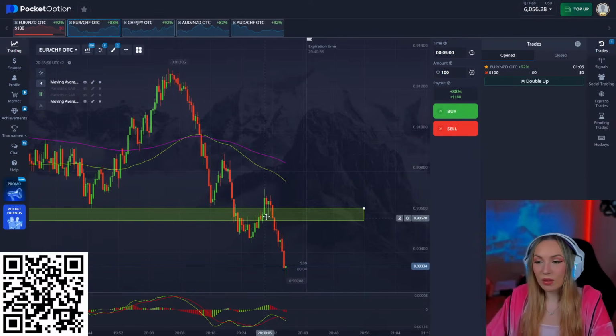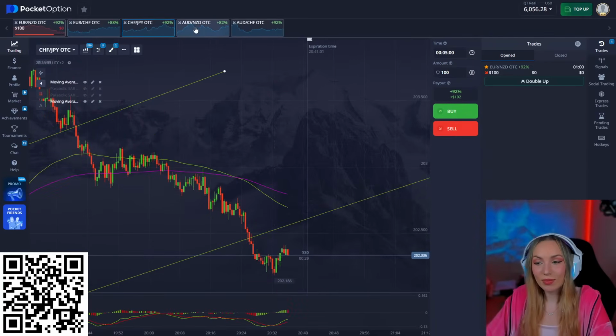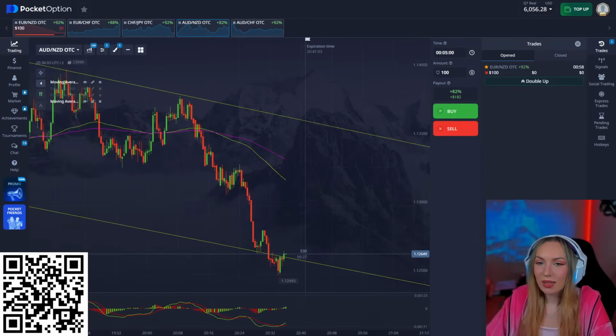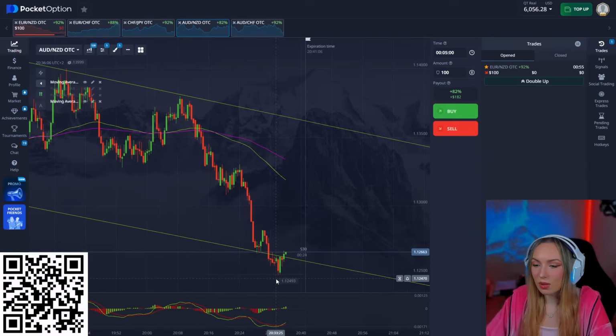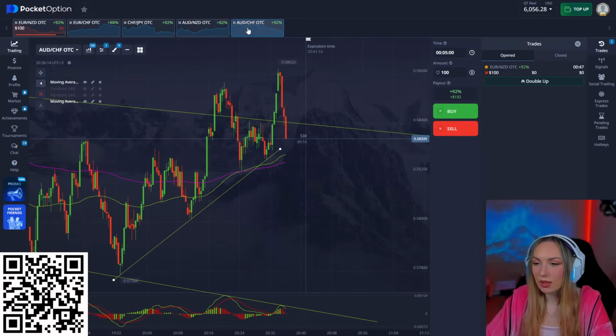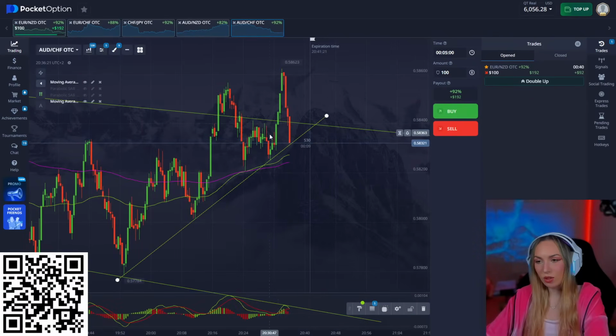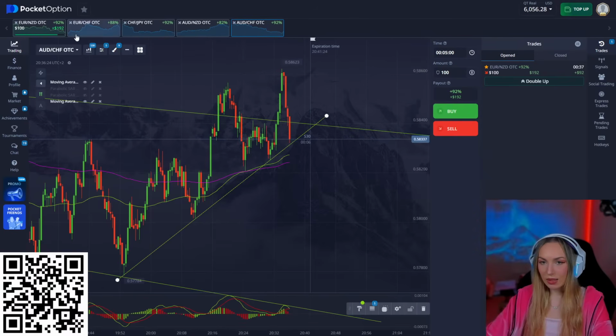Euro CHF finally broke the support. CHF JPY started to go up. Wow. And AUD CAD also broke a little bit the support, but it doesn't mean that it will not go up. Maybe here we actually also need to watch a little bit, and here it went up again, but still it's on the resistance. Still on the resistance, and we don't know yet if it's the change of the trend or not.